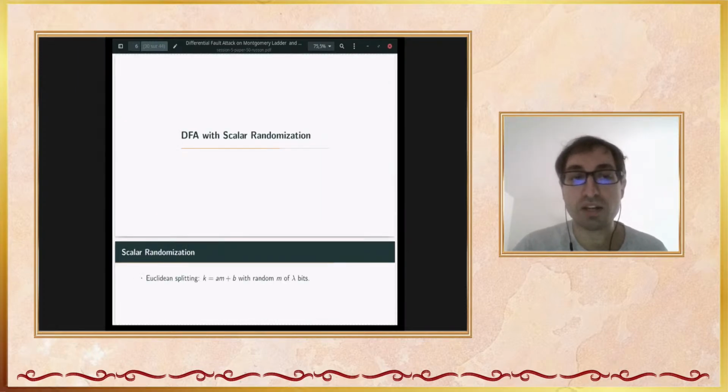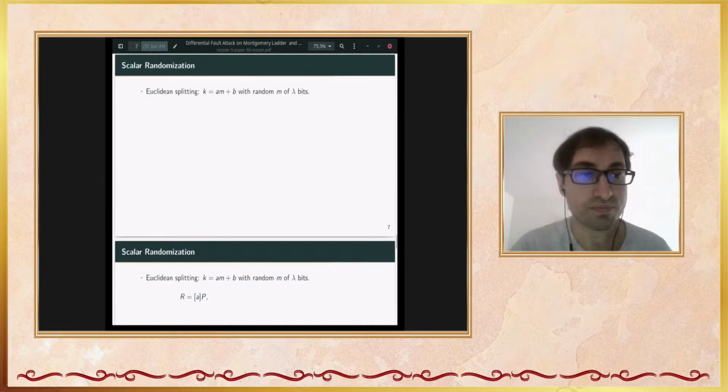So now the second part, I will talk about differential fault attack in the context of a scalar randomization. It is for differential attack in general, but we can suppose that the differential fault attack is exactly the attack that I just presented. I will expand on the case of the Euclidean splitting.